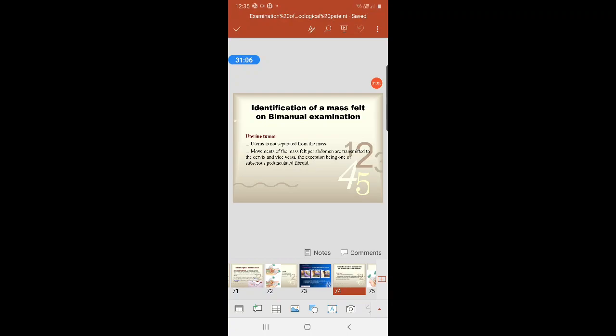So coming to the identification method of a mass felt on the bimanual examination, first is about the uterine tumor. The uterus is not separated from the mass in cases of uterine tumor like that of fibroid, etc. Movement of the mass felt per abdomen is transmitted to the cervix and vice versa, the exception being only the subserous pedunculated fibroid.